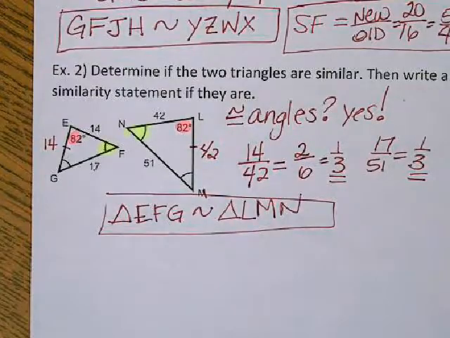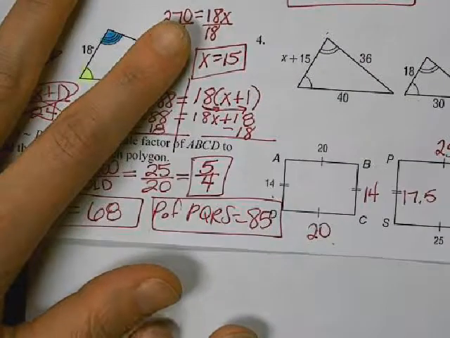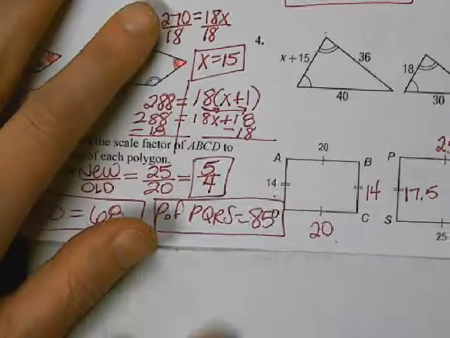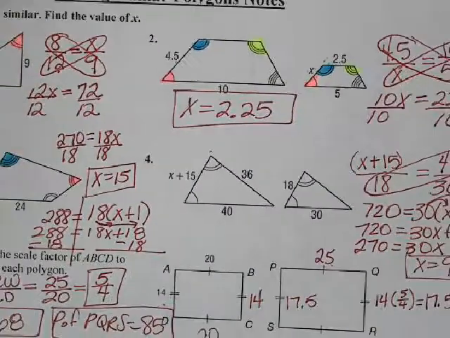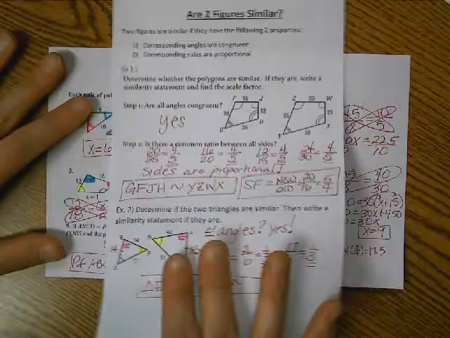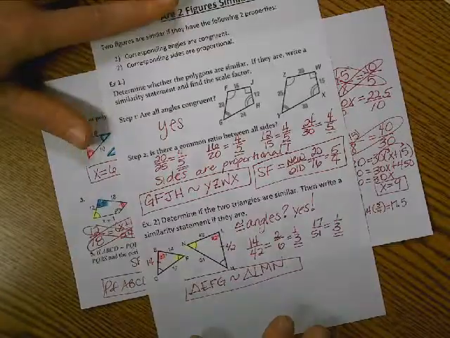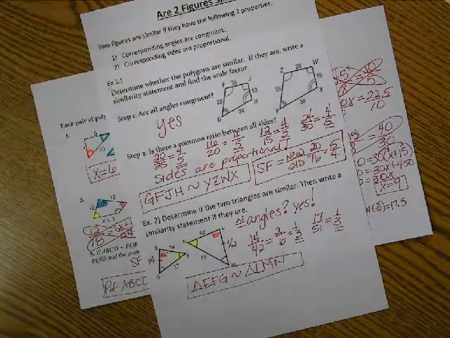Okay? Alright. When you glue these into your notebook, you're going to glue them together like so. Let's go ahead and put solving similar polygon notes all the way down on the page. And then put this one over top of it so that you can lift it and look at your examples. Okay? So make sure those two things are glued into your spiral.